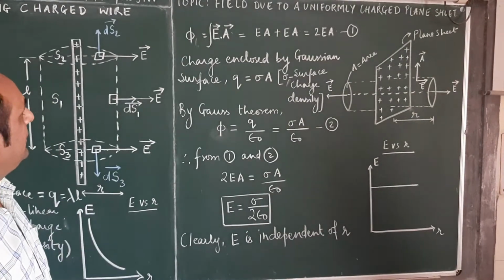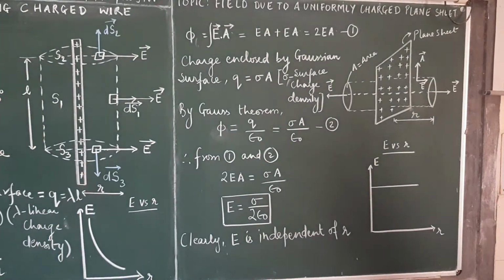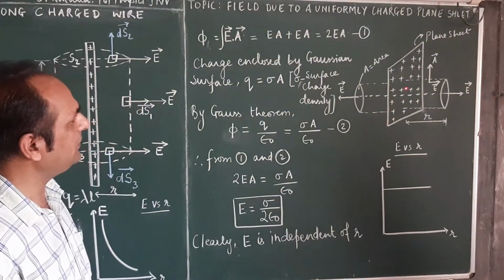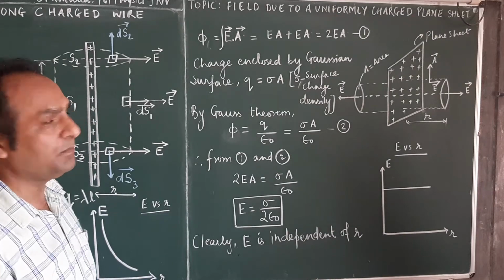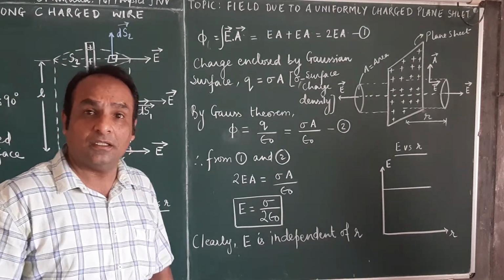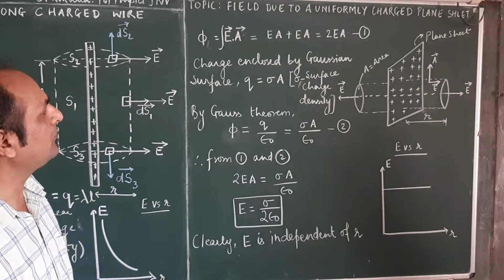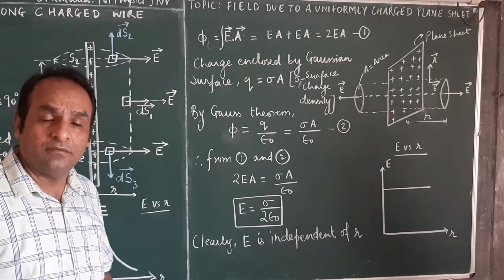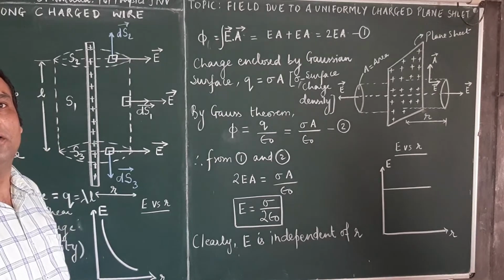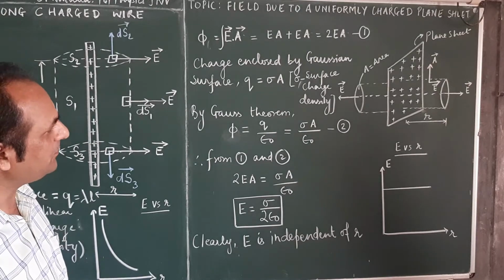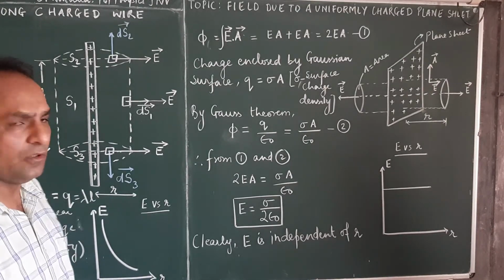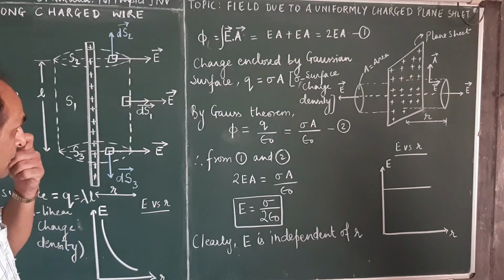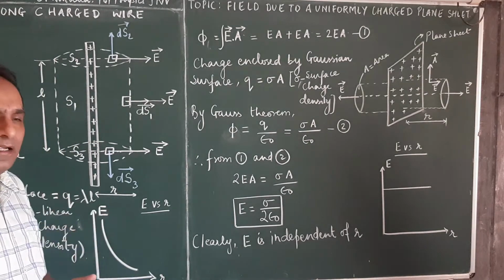Likewise, as we had a uniformly charged wire, we have another continuous charge distribution, that is a uniformly charged plane sheet. That will be another application of Gauss law. So here we have a uniformly charged plane sheet and we need to determine the electric field of this uniformly charged plane sheet. This is also of infinite dimensions. We have taken it as infinite dimensions.